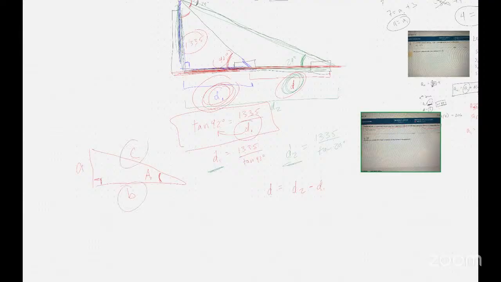Okay. Does that only make sense for the sides, right? Yeah, Pythagorean theorem relates to sides. Trigonometry relates to angles and sides.